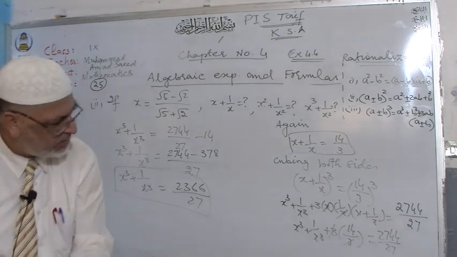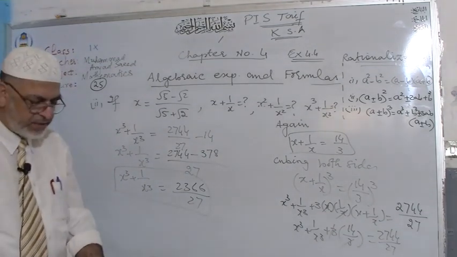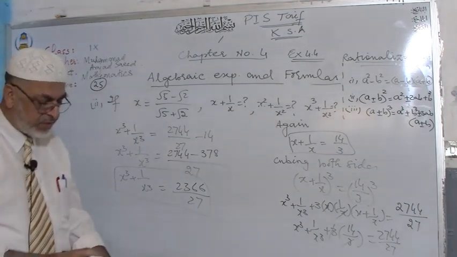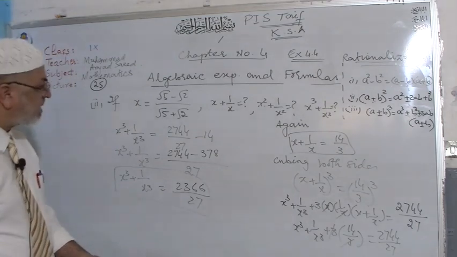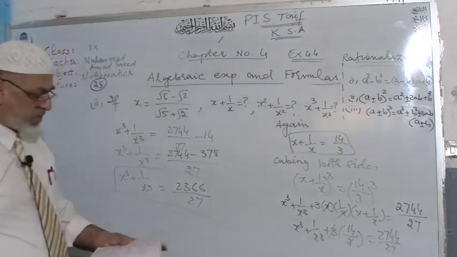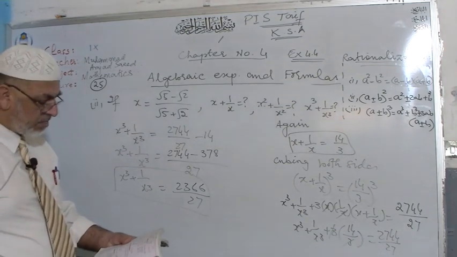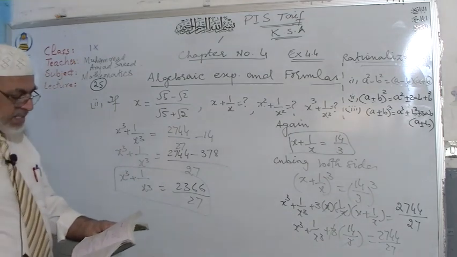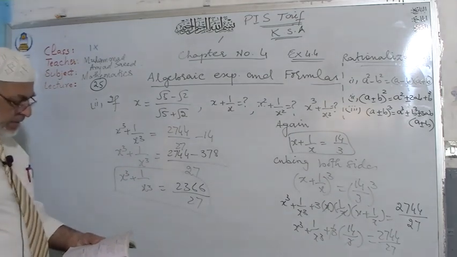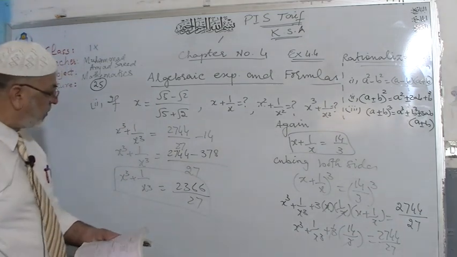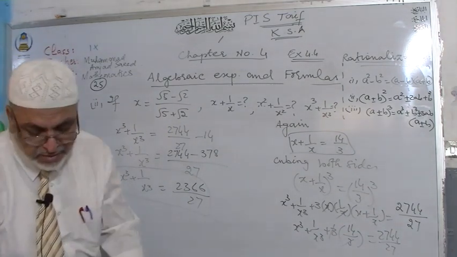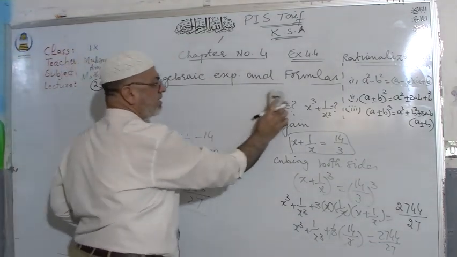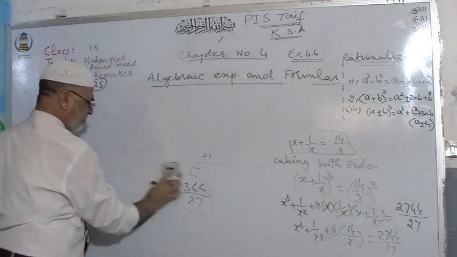I want to check your answer from the book so that we can confirm our answer. Yes, 4.4. Our first answer is 14 over 3, x plus 1 over x. Second is 2178 divided by 9, and the last answer is 2366 over 27. Okay, it is correct. So we have question number 6 of this exercise. Last question.